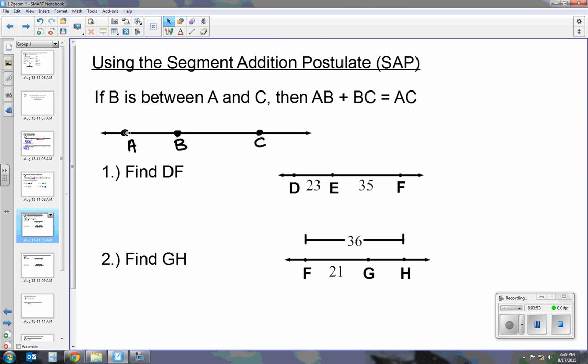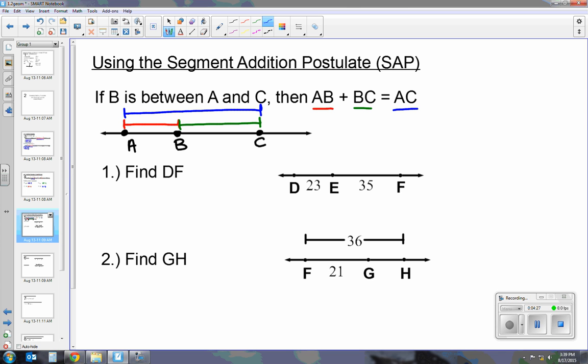Now our postulate says if we take the measure of line segment AB and we add it to the measure of BC, then we are going to get AC, which is the entire thing. So if we add AB plus BC, we get the entire segment AC. This is a part plus a part equals the whole. We use this a lot in geometry. So if we can remember part plus part equals whole, we're doing good.